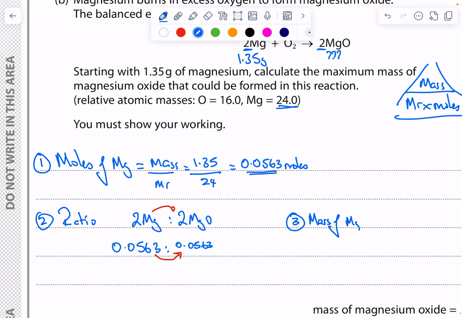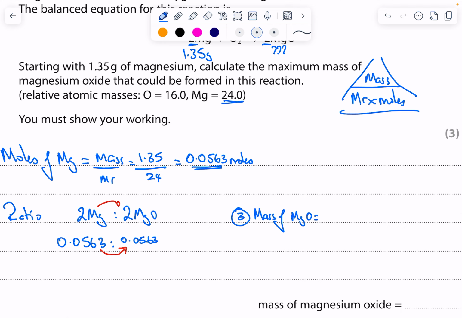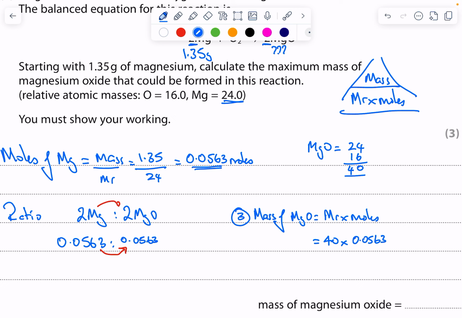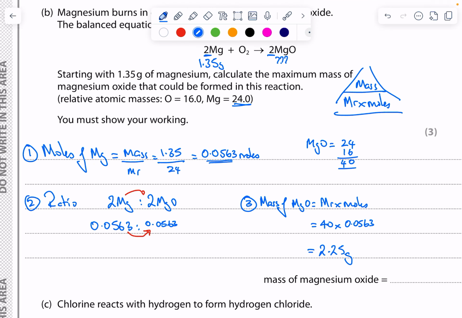Then all I've got to do is convert this back into a mass, which it wants me to give. So mass of the magnesium oxide. According to my triangle up here, if I want to find the mass, it's Mr times moles. So the Mr for magnesium oxide, now be careful, we've got to do some working out. MgO is magnesium, 24, and then I've got an oxygen which is 16. So that's going to give me a total of 40 as a relative formula mass. So 40 times by this 0.0563, and I'm getting an answer here of 2.25. Just check, does it ask me to give any decimal places? It doesn't. So I've got 2.25 grams.